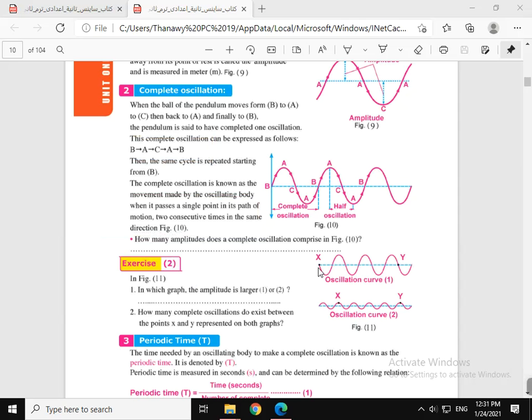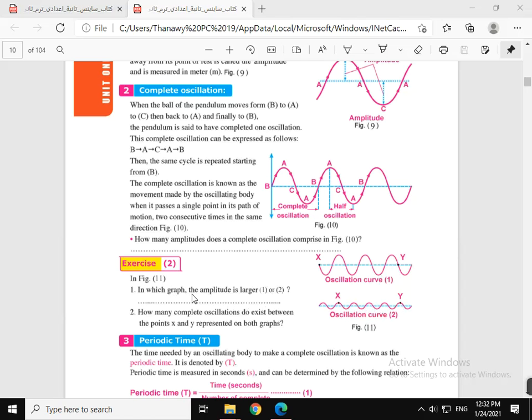Exercise: how many complete oscillations are there between points x and y in the two graphs, curve 1 and curve 2? In curve 1, let's count: 1, 2, 3. So we have 3 complete oscillations. And in curve 2: 1, 2, 3, 4, we have 4 complete oscillations.